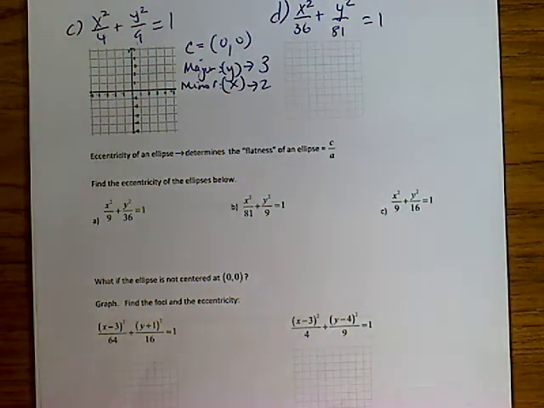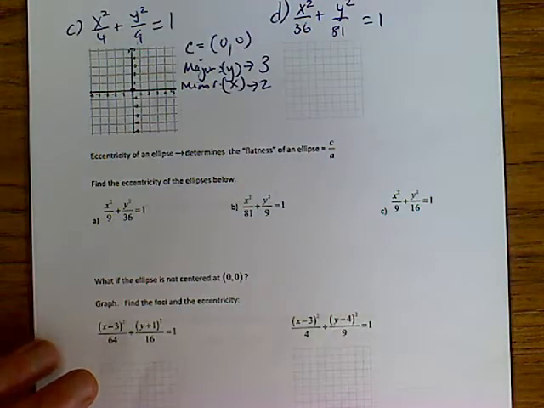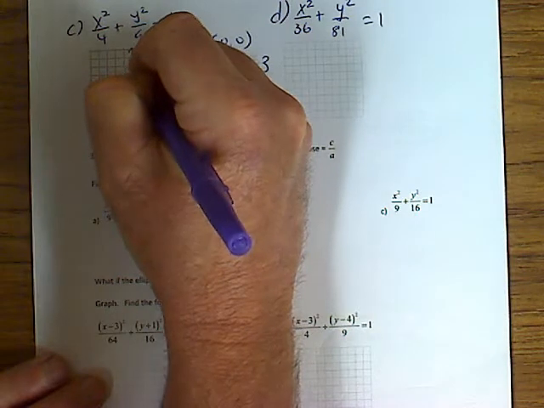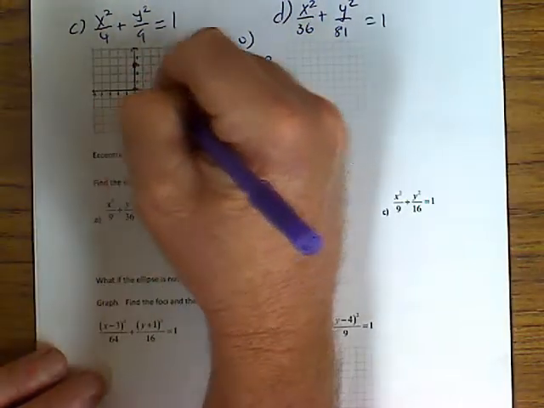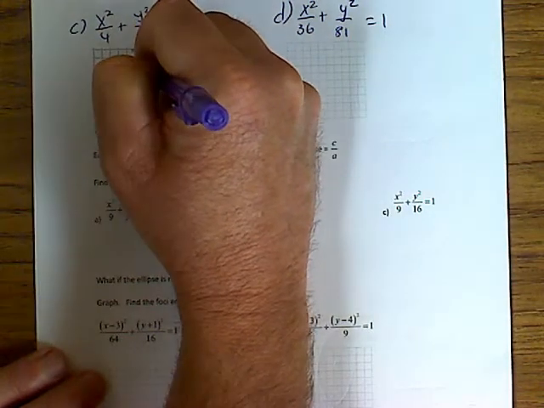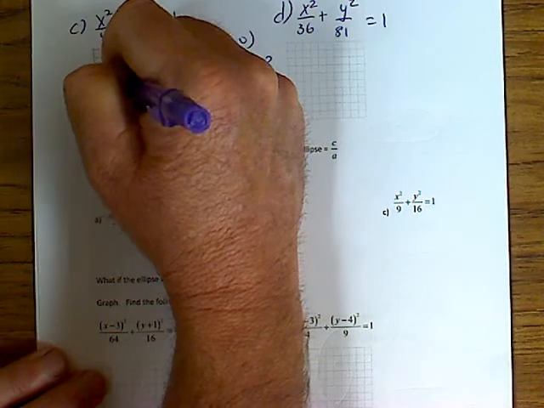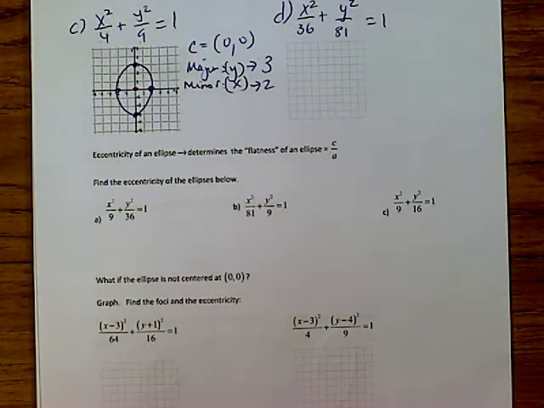Again, the graphing side of this is going to be the easy part. Plot the center, 0, 0. We'll go 3 in the y direction, so up 3 and down 3. And we'll go 2 in the x direction. Again, it is that simple. You've graphed your ellipse. Okay, done. Right now, again, the challenge here is getting the coordinates of the foci.